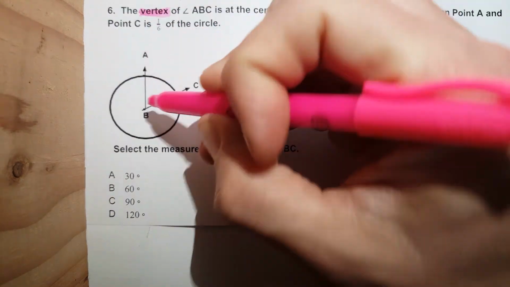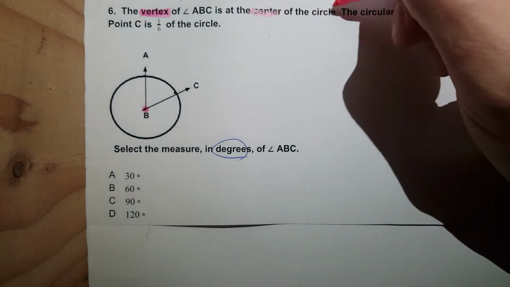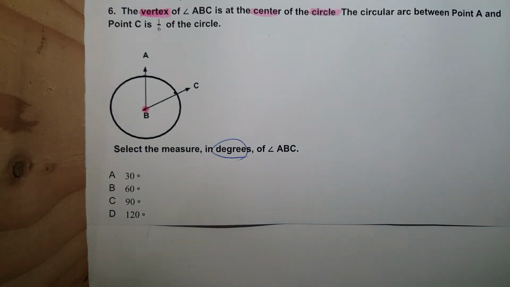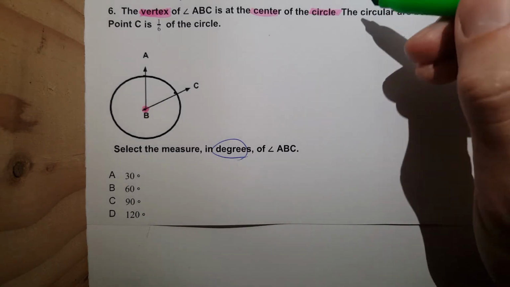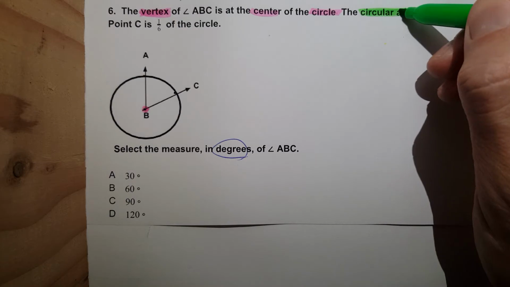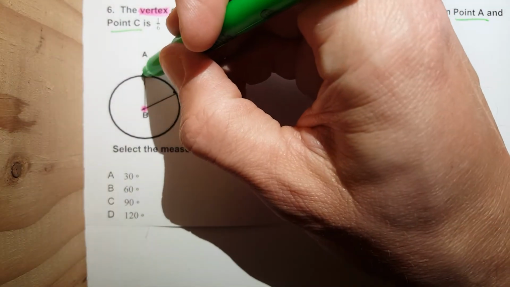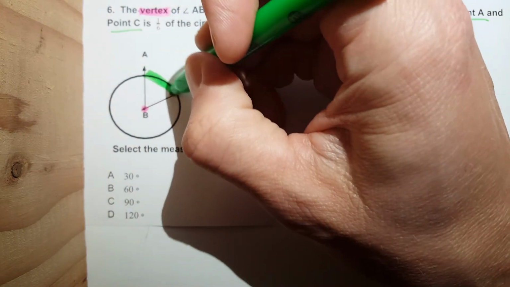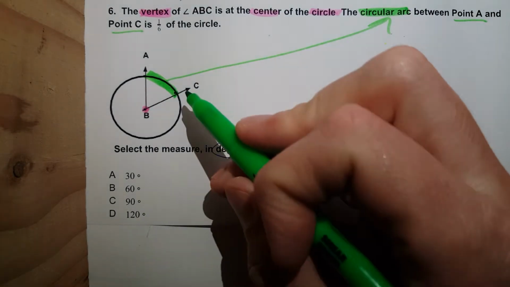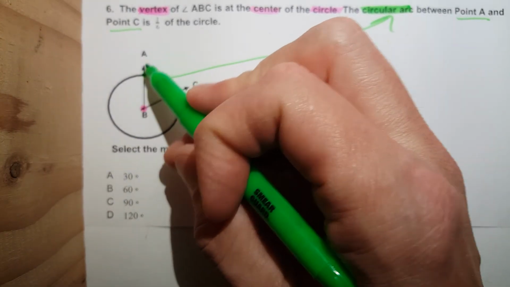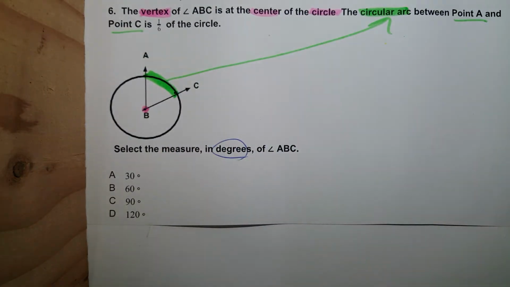Vertex. It's at the center of the circle. I'm going to use some other colors. Check this out. Circular arc between point A and point C. That would be this. Okay. Notice how it's not the entire circle. It's just from A, which is right here, to C, which is right here. So it's only part of it.